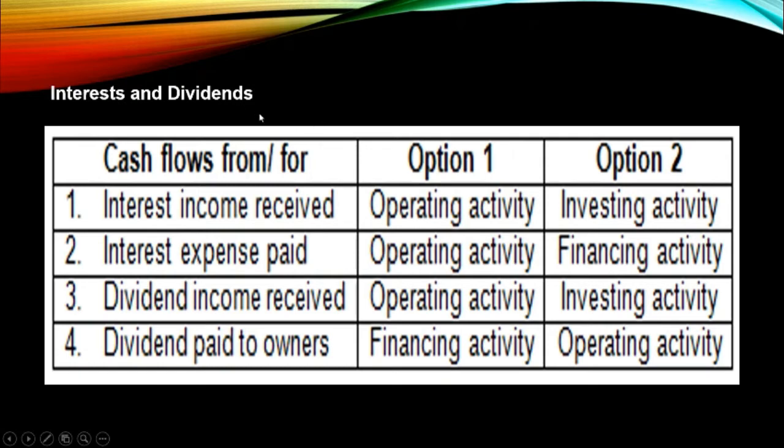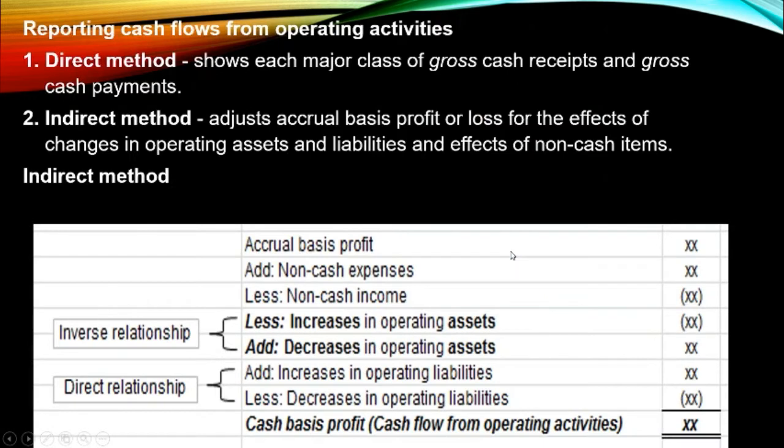So, interest and dividends. Interest income received: operating, but it could also be investing activity. Interest expense paid: operating, financing activities. For dividends income received: operating, it could also be investing activity. And dividends paid to owners: financing, and then it could be an operating activity.